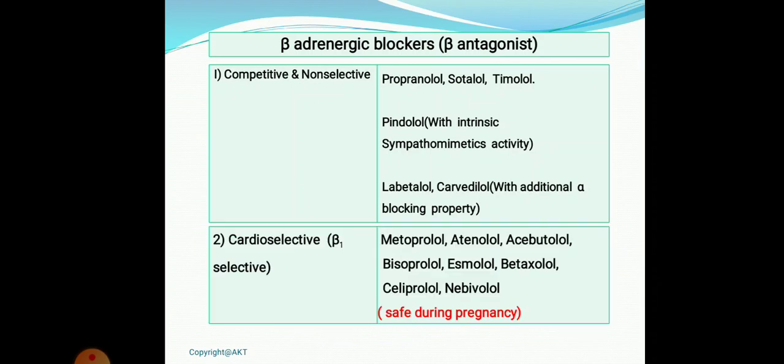And cardioselective or beta-1 selective drugs, which are highly selective only for beta-1 receptors, which are mainly located in the heart. So they are known as cardioselective beta blockers. Atenolol is highly important. Metoprolol, acebutolol, esmolol, nebivolol is the latest one. Celiprolol, bisoprolol, betaxolol, and they are also safe during pregnancy compared to non-selective beta blocker, because non-selective beta blocker can cause vasoconstriction of the umbilical blood vessels and reduce the blood flow to the fetus. But cardioselective beta blocker do not produce vasoconstriction.